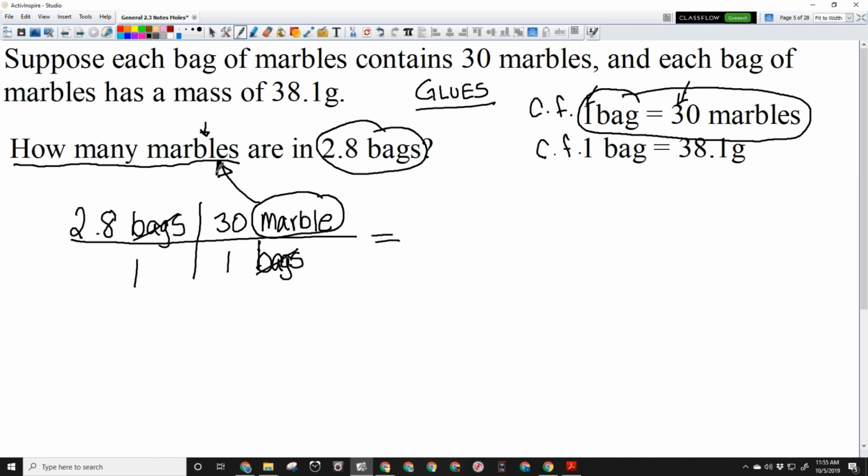Okay, it's going to be 84. Okay, and carry over our unit, marbles, over 1 times 1 is 1. We know anything over 1 is itself. So the answer here is 84 marbles.